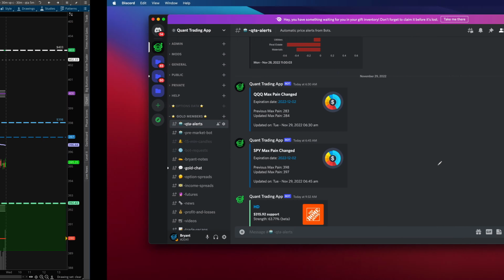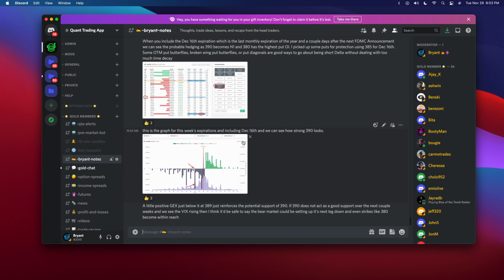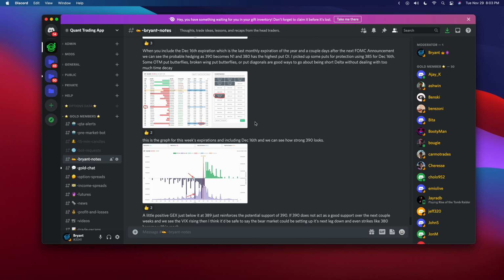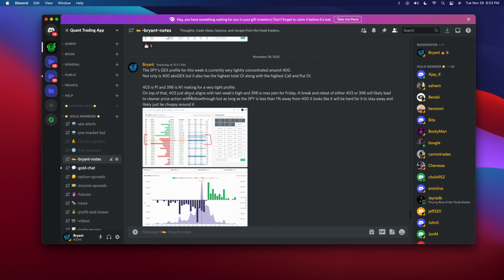And let's go back to the notes for a second. Let's scroll up. On top of that, a break and retest of either 403 or 398 will likely lead to cleaner price action with follow through.